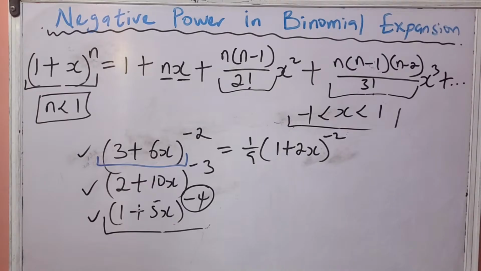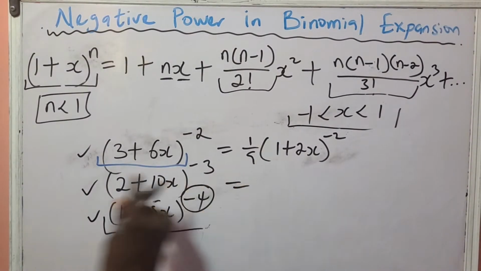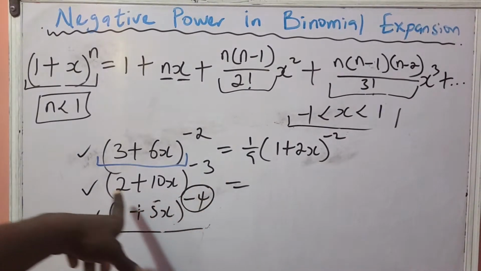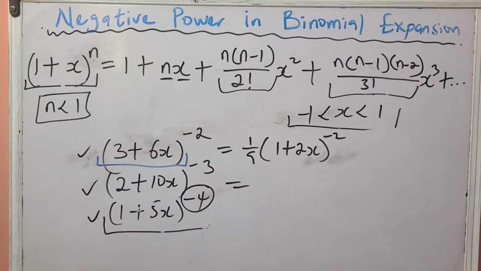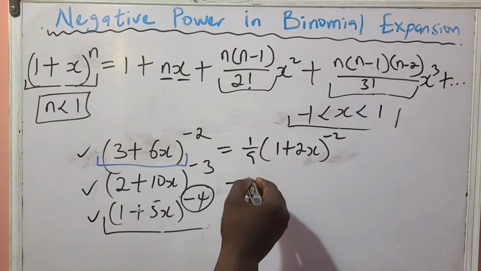Okay. Now, let's try and solve this second one. That's good. I love that you can really flow. For this second one now, look at it. I want you to try it yourself while you also watch my own answer. Tell me what your final answer will be for this second example. So we have (2 plus 10x) raised to the power minus 3. Look at it.